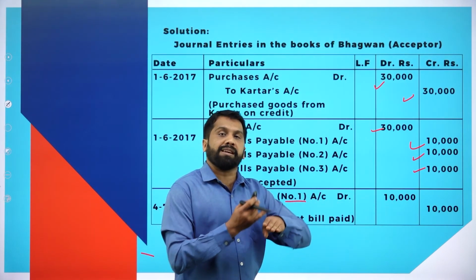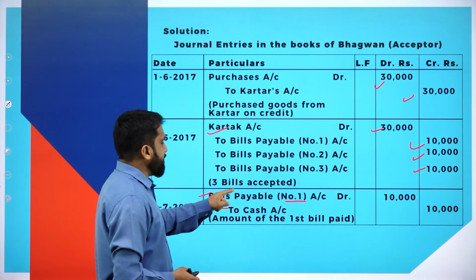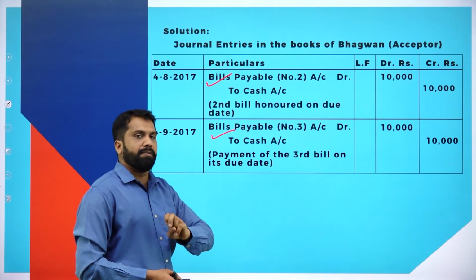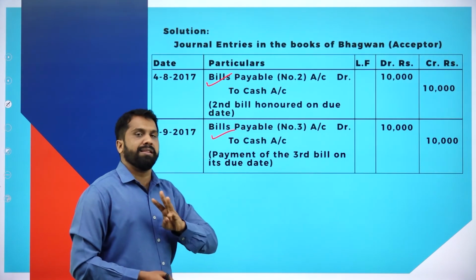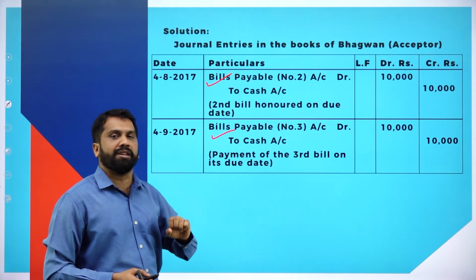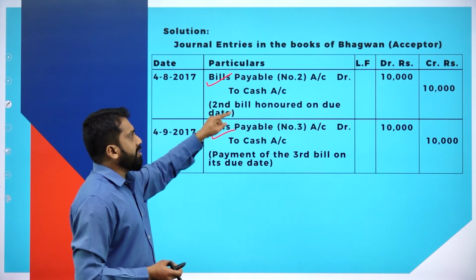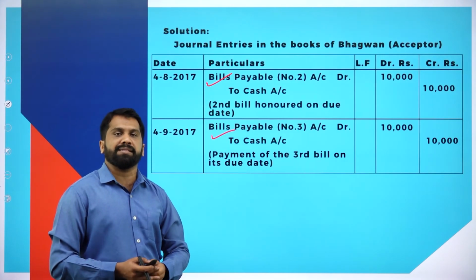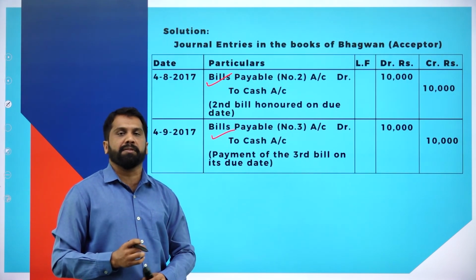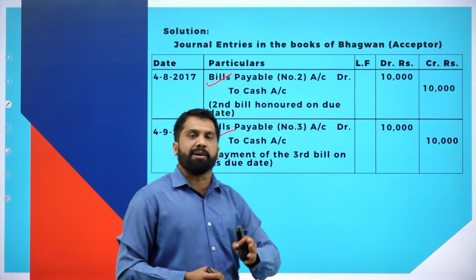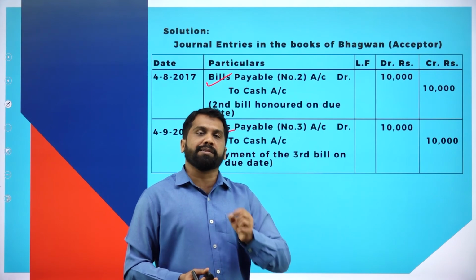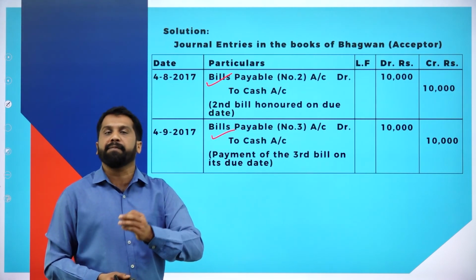But here they have done it individually. Bills payable to cash, bill 1. Bills payable to cash, bill 2. Bills payable to cash, bill 3. They have done it individually. It is left to you. You can do it individually or else bills payable to cash, 30,000, together, you can pass the journal entry. Clear? This is all about your 12 marks problem. So, the question looks a little complicated, but if you solve this, it is the easiest thing. Clear? The 2 journal entries in the books of the buyer are very easy.